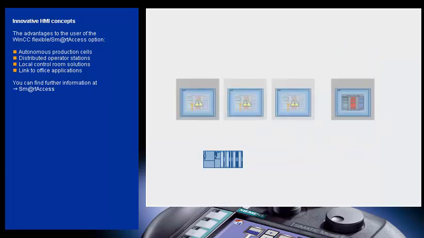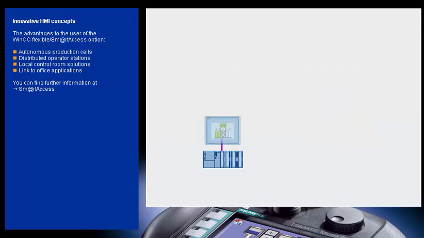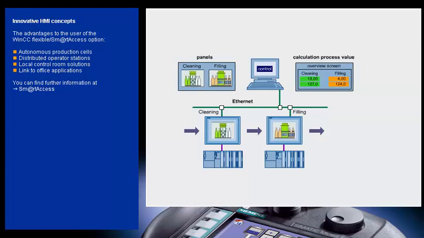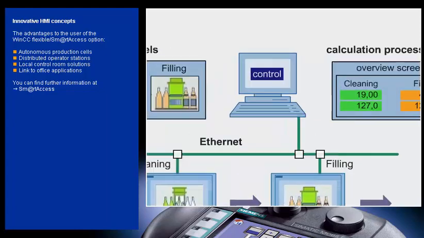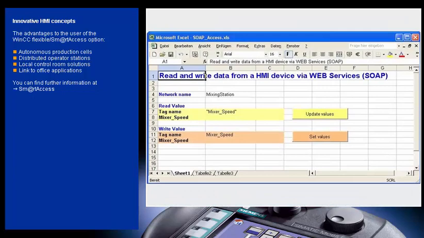Configure distributed operator stations to allow operator control of large machines situated at different locations from different places, and all with only one configuration. Create local control room solutions with central archiving, analysis, and post-processing of process data, and link your WinCC Flexible application on request to Office applications in order to make production monitoring and optimization more transparent.